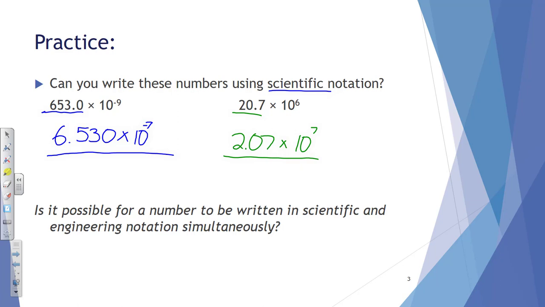Is it possible for a number to be written in scientific and engineering notation at the same time? It is, right? If you happen to have a number with a coefficient between 1 and 10, and the exponent happens to be a multiple of 3, then that number is in scientific and engineering at the same time. Some numbers are in both. Most, though, are in one or the other.